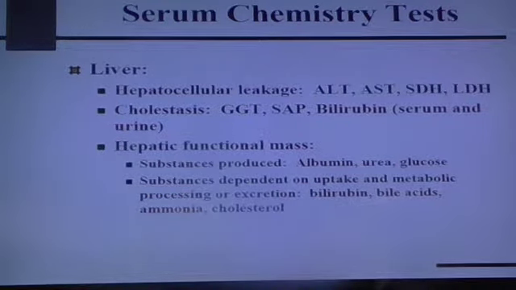Also, we want to look at substances that are dependent on uptake and metabolic processing, as we say, bilirubin, your bile acids, ammonia, cholesterol. What's the major way we reduce blood cholesterol? Not our diet right now, but secreting to the liver.